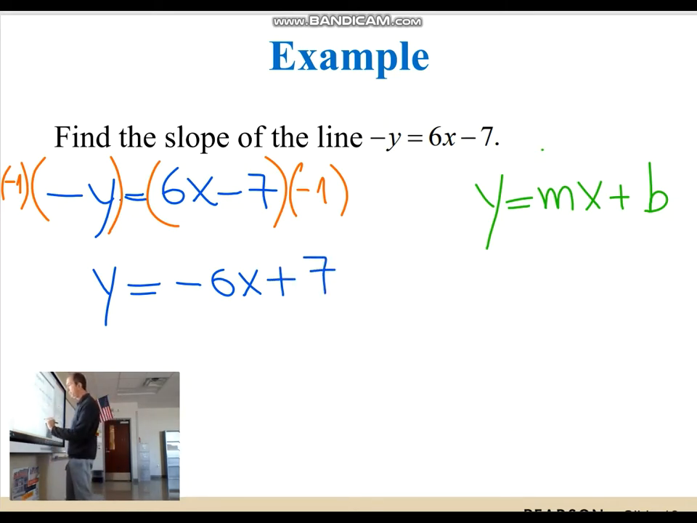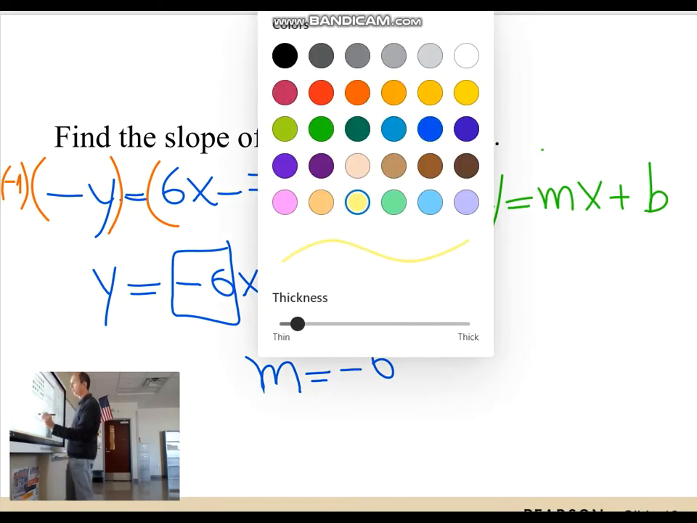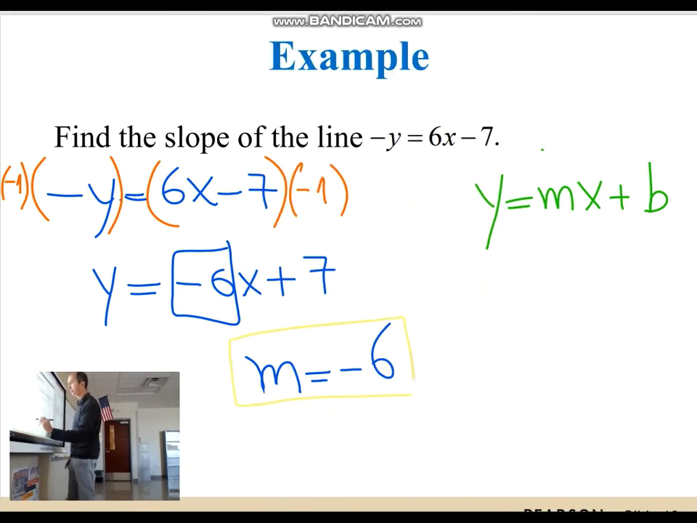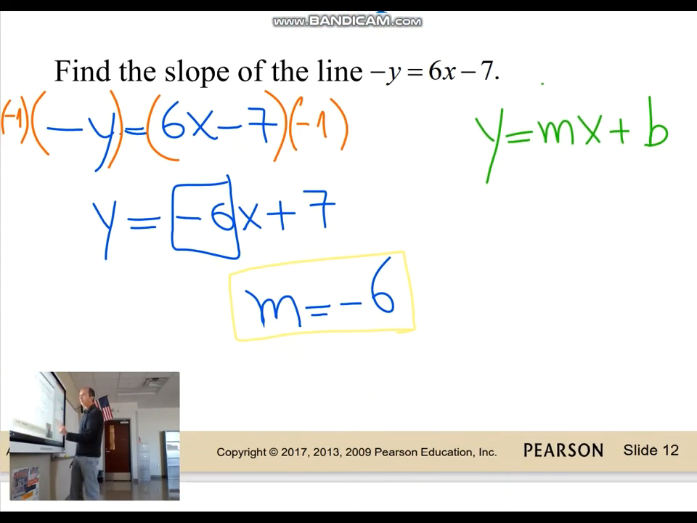And m is this, the coefficient of x, negative 6. This is going to be the answer. Okay, done with the example.